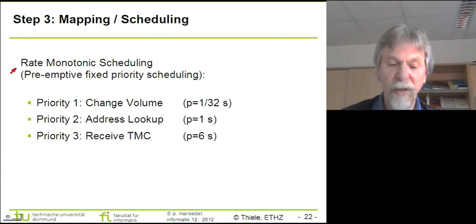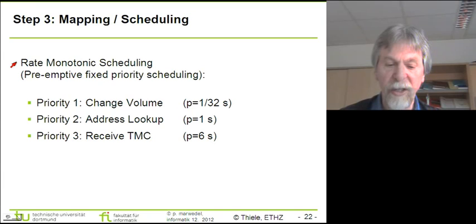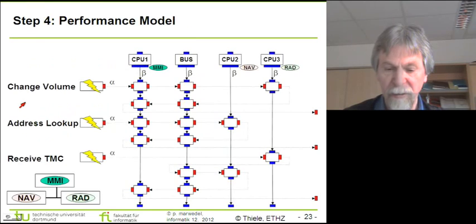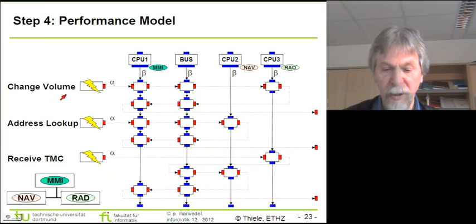We will motivate in the following chapter that this is actually a special case of so-called rate monotonic scheduling, where this allocation of priorities makes some sense. In this way, we can set up the performance model. We can see in this case that changing the volume has actually received the highest priority.